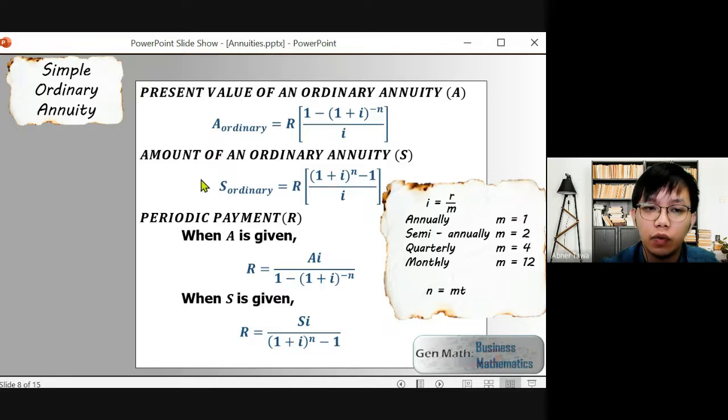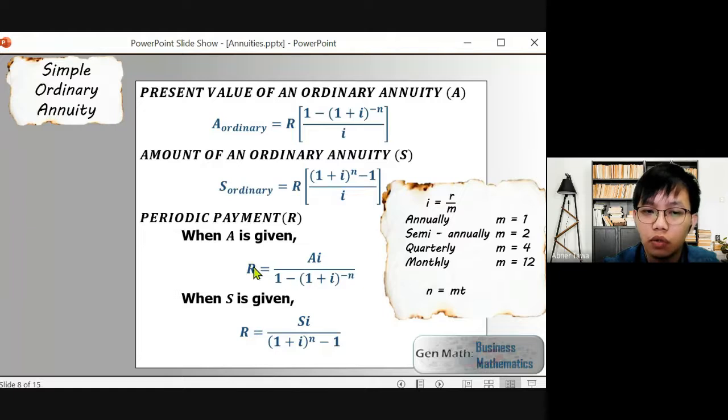Okay. And then for the amount of ordinary annuity, for us to determine the value of that, we are going to apply the formula, which is R multiplied to the quantity 1 plus I raised to n minus 1. So the exponent here is n. The minus 1 is not an exponent, all over I. Okay. And to determine the periodic payment, we're going to use the following formula. It depends on the given. Pag given ang amount of present value of annuity, we're going to use this. And pag given ang value ng S or the amount of annuity, we're going to use this one.